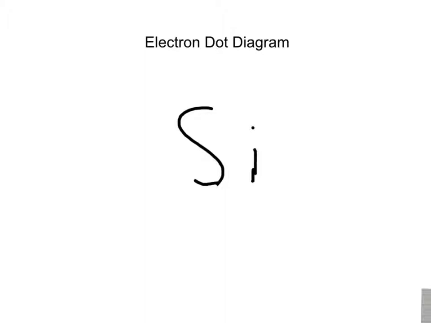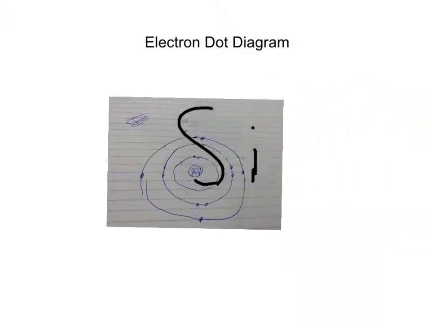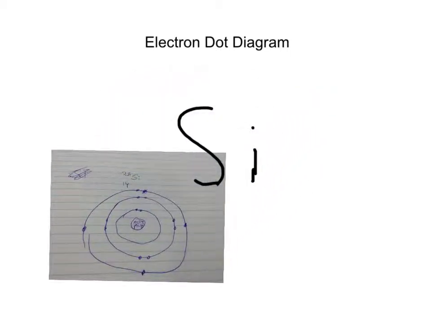Okay, so to start off with this, we can use something that we actually did before. This is a hand-drawn Bohr-Rutherford diagram, which we would have explained to you before. This is probably the easiest way to do the electron dot diagram. There are other ways that you can do it by using equations.